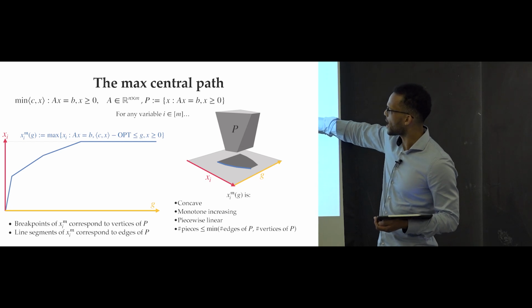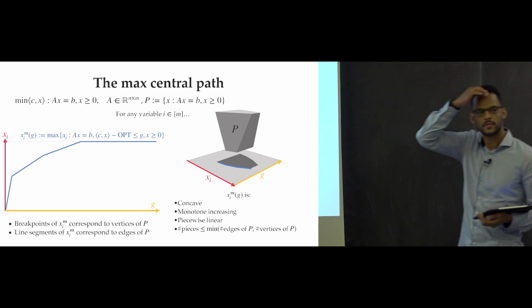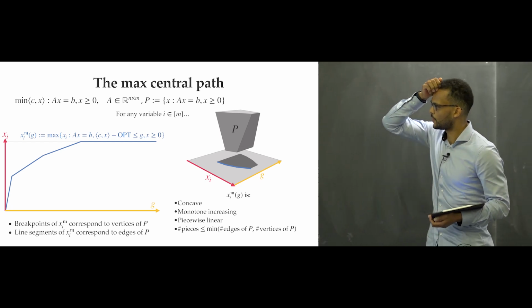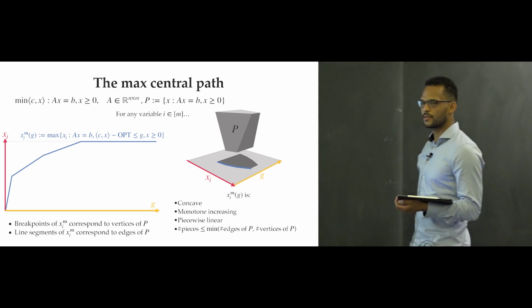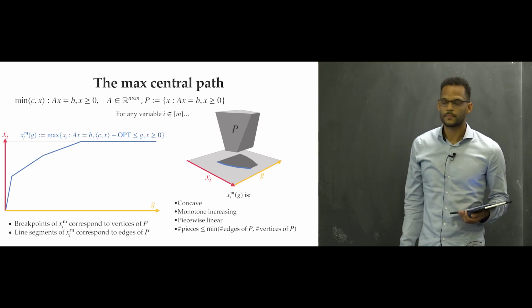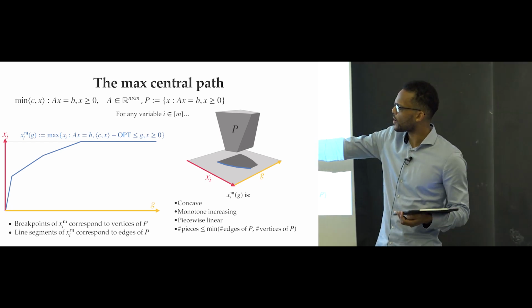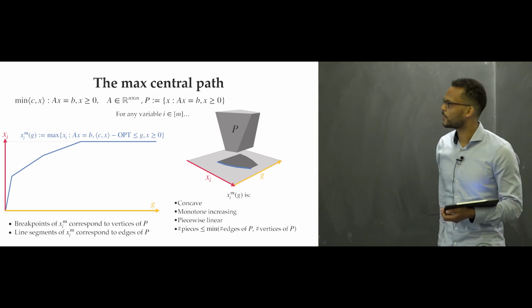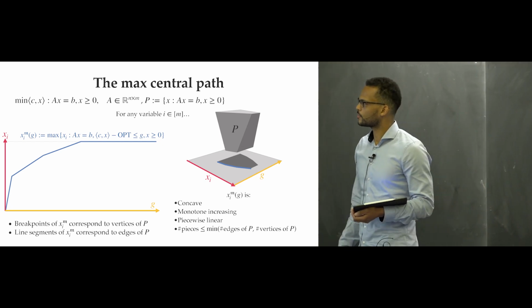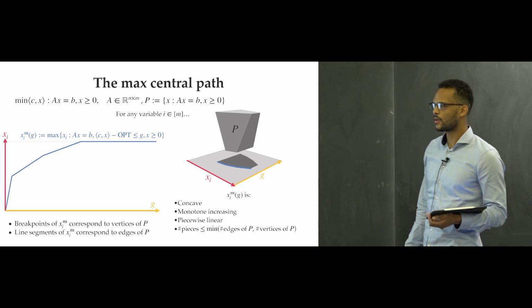In particular, the number of pieces is bounded by the number of edges of the original polytope, because this type of projection, every edge of the projection is an edge in the original P, and the same statement holds for vertices. So the number of pieces is bounded by the minimum of the number of vertices and the number of edges of my polytope. Yeah, so these are some nice properties that hold for all polytopes.